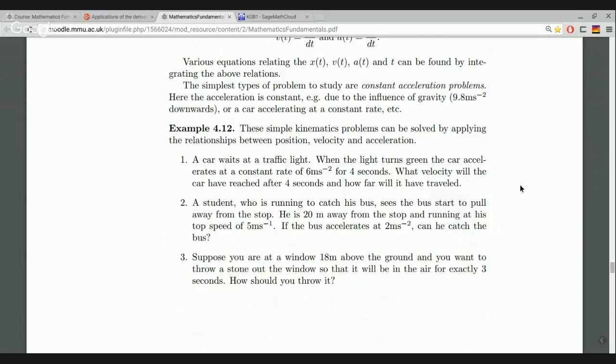Number 2 is a bit more involved. Question number 2 pictures a student running to catch a bus. So a student is running to catch a bus, and the bus starts to pull away from the stop. At that moment, the student's 20 meters away and running at their top speed of 5 meters per second. And if the bus is accelerating at 2 meters per second squared, will the student catch the bus?